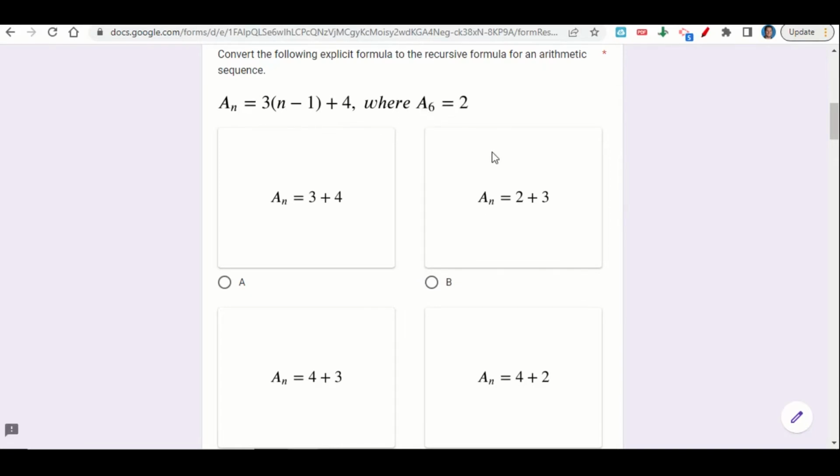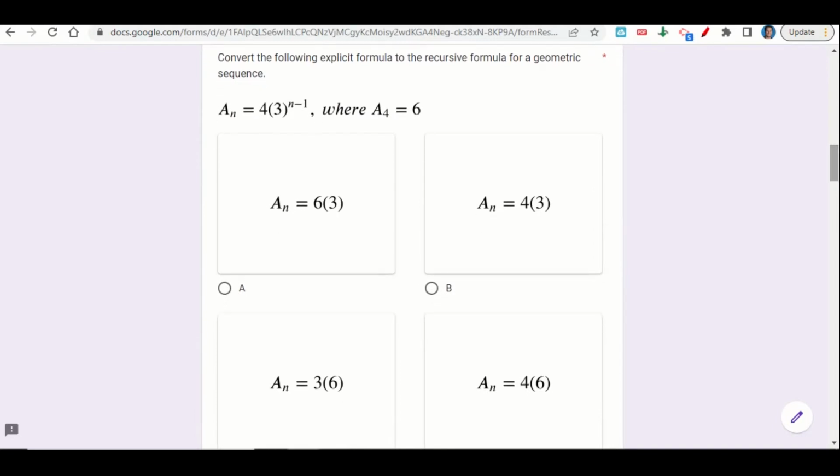So remember then that the recursive form is AN equals the previous term plus the common difference. So we should end up with 2 plus 3 is equal to AN, which is this one here. So we'll go ahead and mark that as our answer.